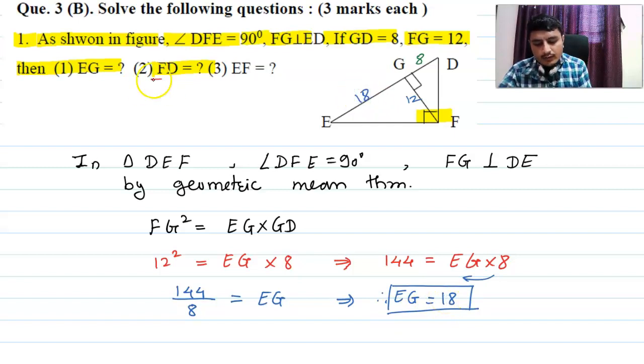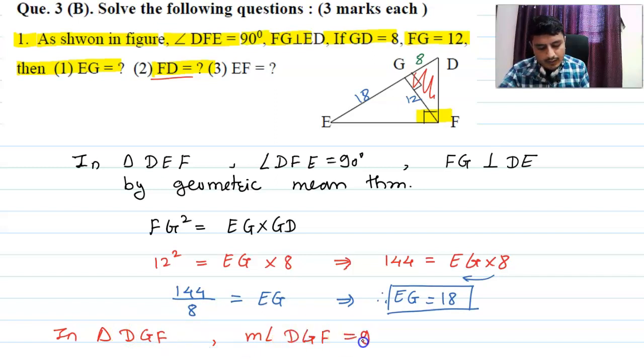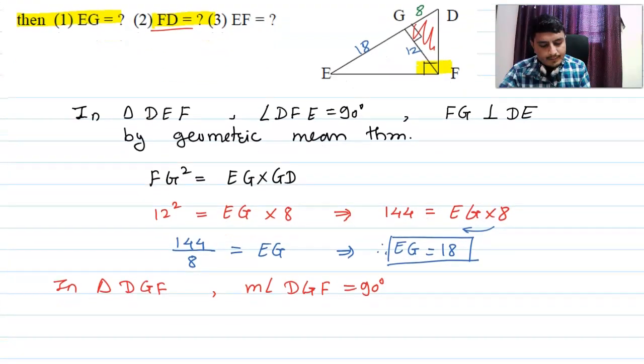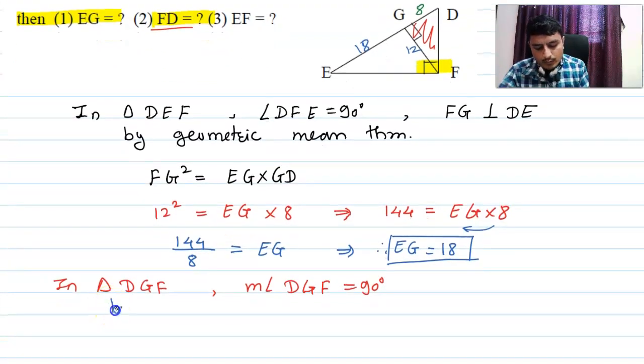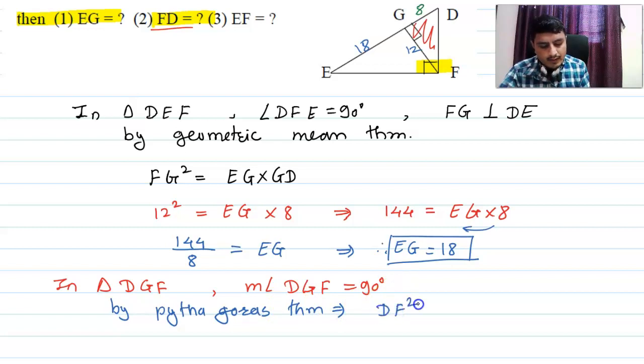Look at the next one. We have to evaluate FD. Look at this red shaded triangle. In triangle DGF, the measure of angle DGF is equal to 90 degrees. That means the given triangle is a right angle triangle, so we write by Pythagoras theorem. In triangle DGF, the hypotenuse is DF, so DF square equals GD square plus FG square.